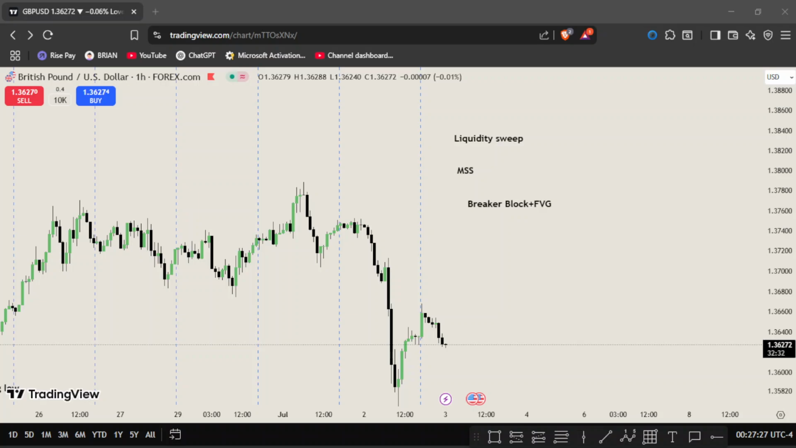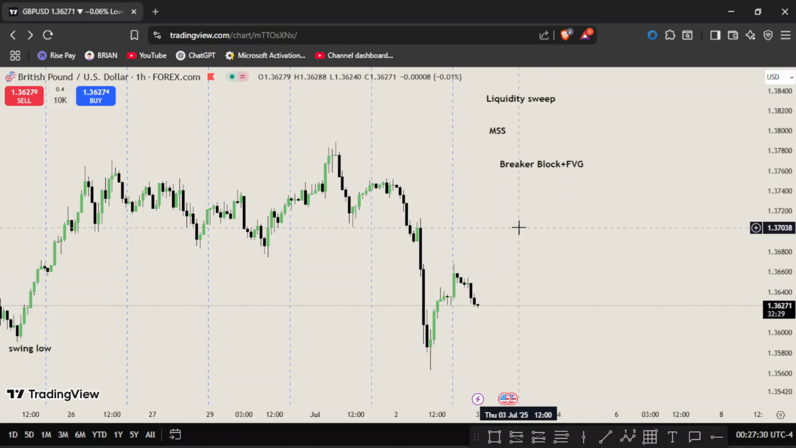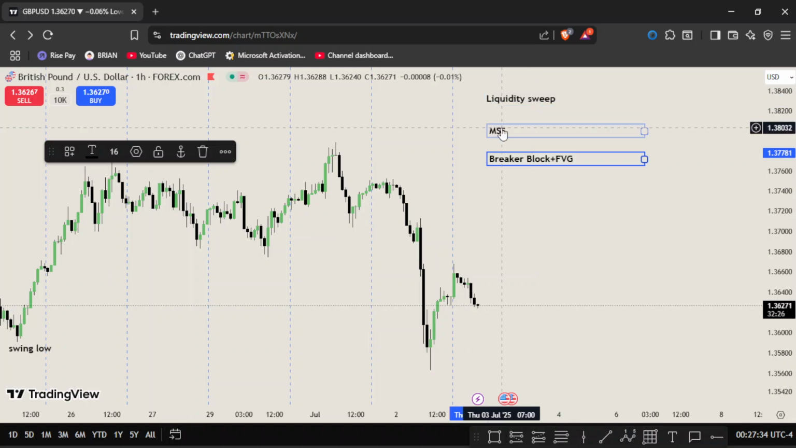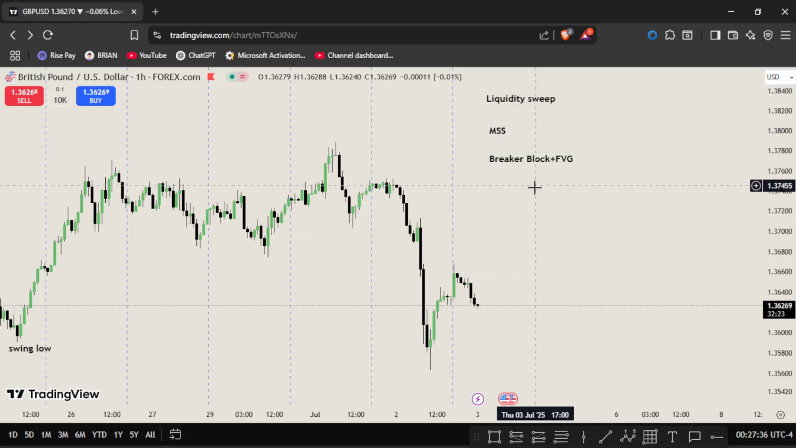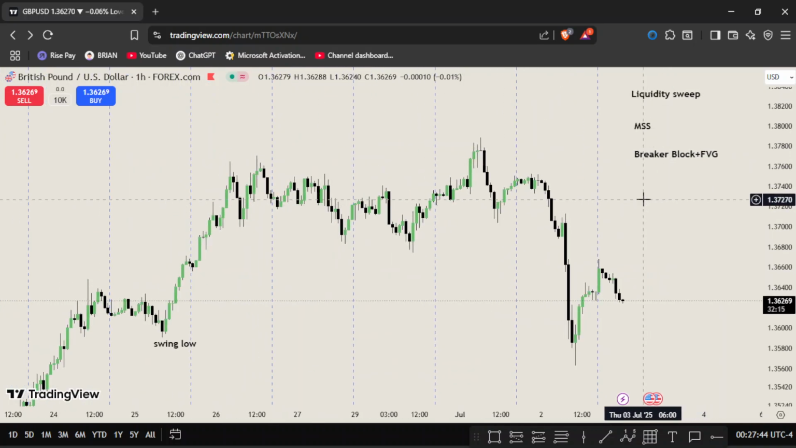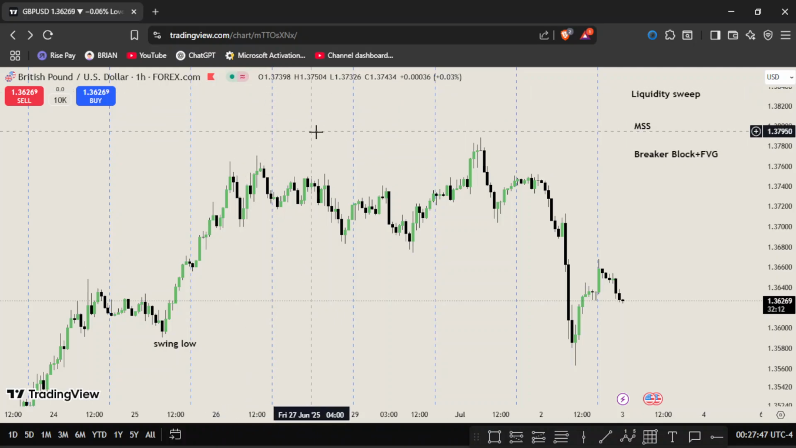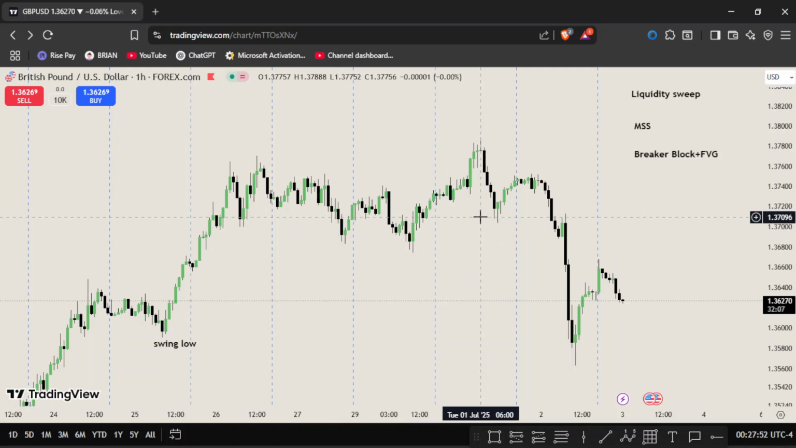So I'll try my level best to explain liquidity sweep, market structure shift, breaker block, coupled with an FVG at a required position. So looking at GBP USD, that is British pound against the US dollar. So we'll be looking at the price action for this was on Tuesday, 1st of July, and I'll be giving you guys whatever I traded and what I saw and the reason that made me go for the trade.